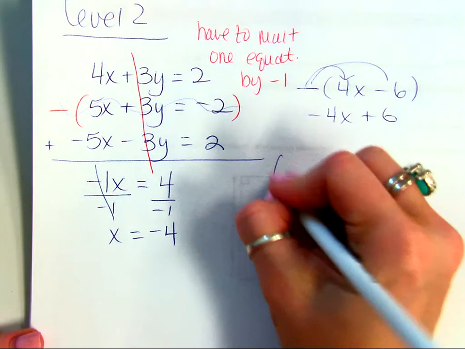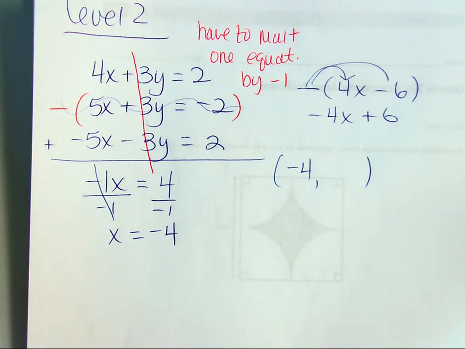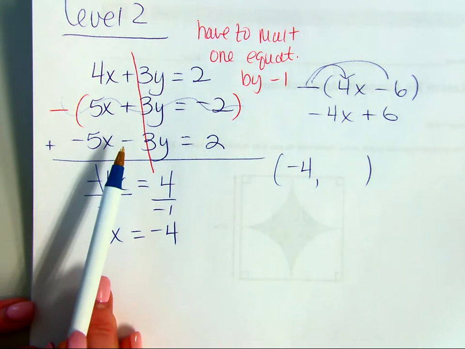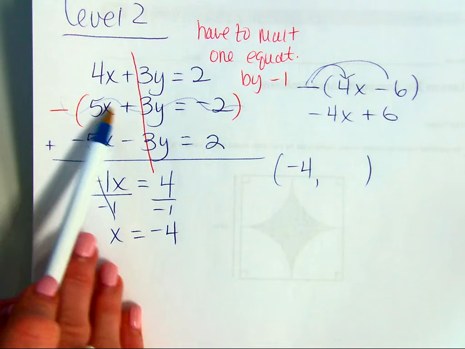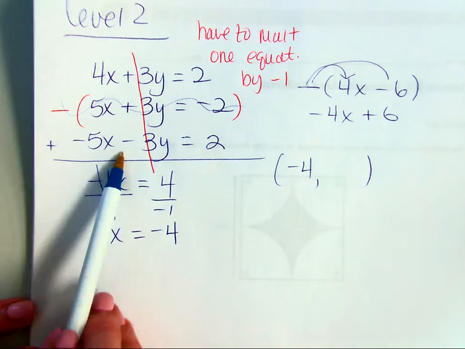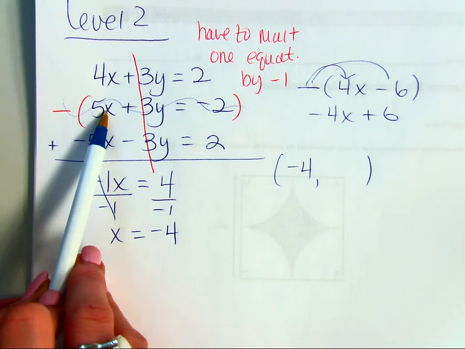So now that I know that x is negative 4, I can pick, and here's the cool thing. You have 3 equations now, right? Pick whichever one you want. That's why I don't really cross this one out completely, because you want to still be able to see it. I could put this -4 here, here, or here.